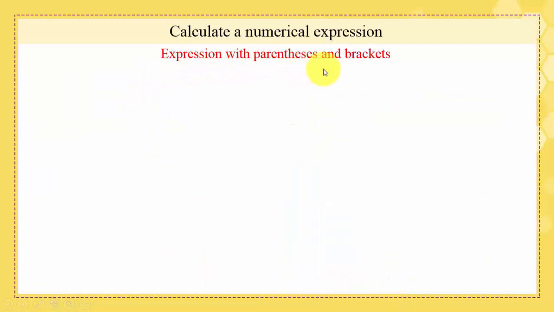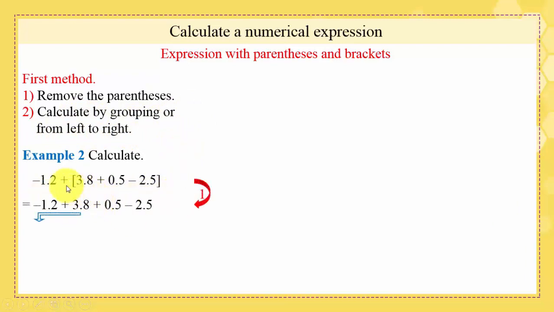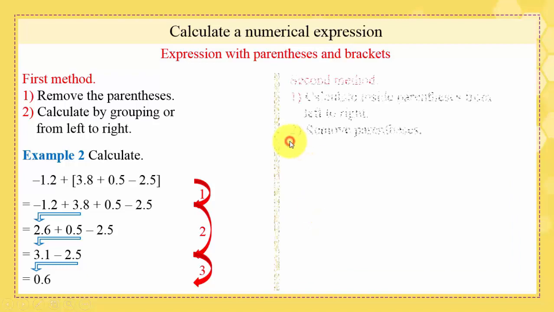Expressions with parentheses and brackets now. First method, remove the parentheses, calculate by grouping or from left to right. Calculate this expression. You should remove the parentheses. It is preceded by plus, so it's still the same. And then you calculate by grouping or from left to right to have the answer.